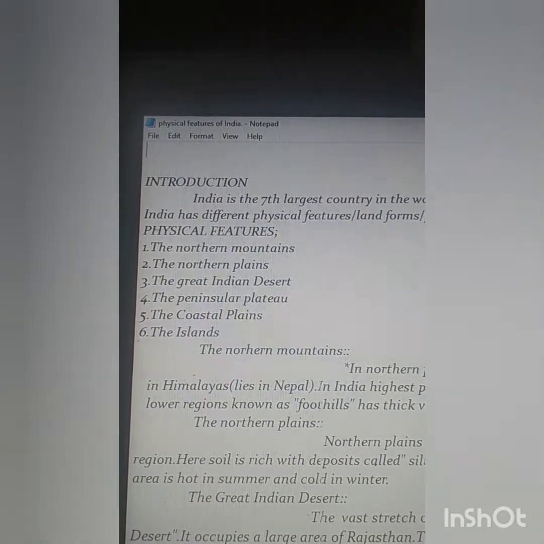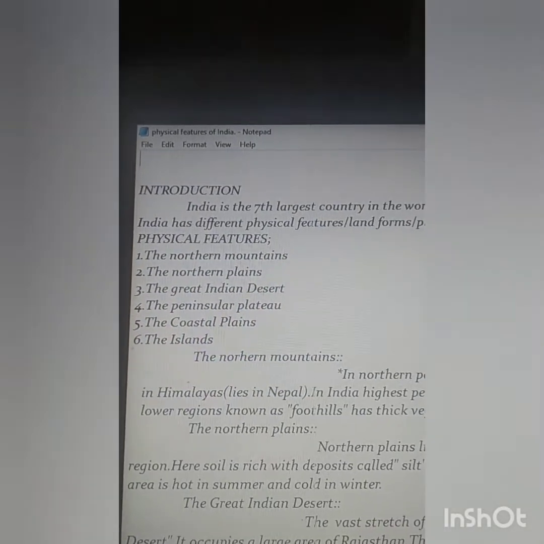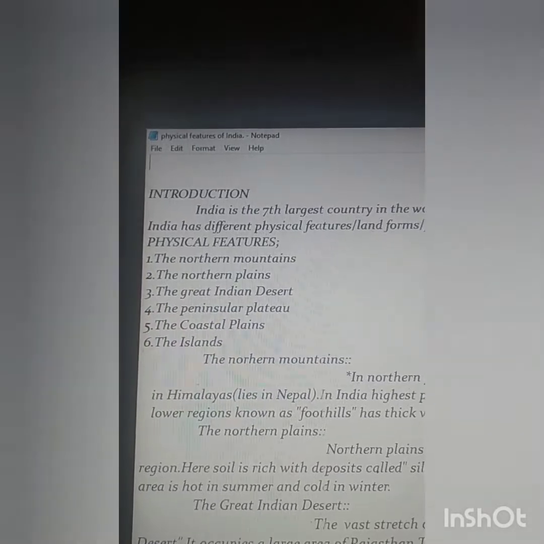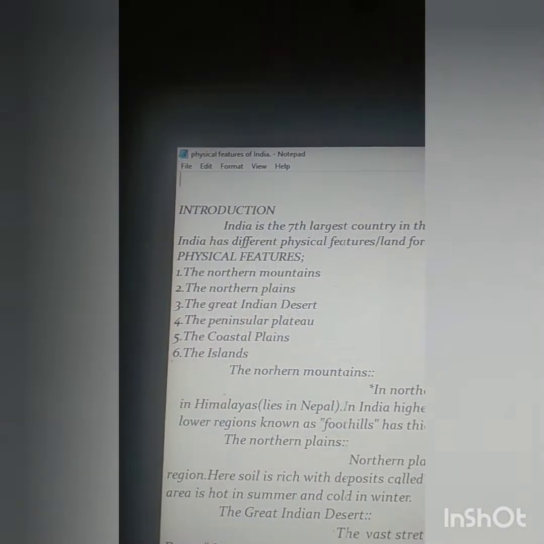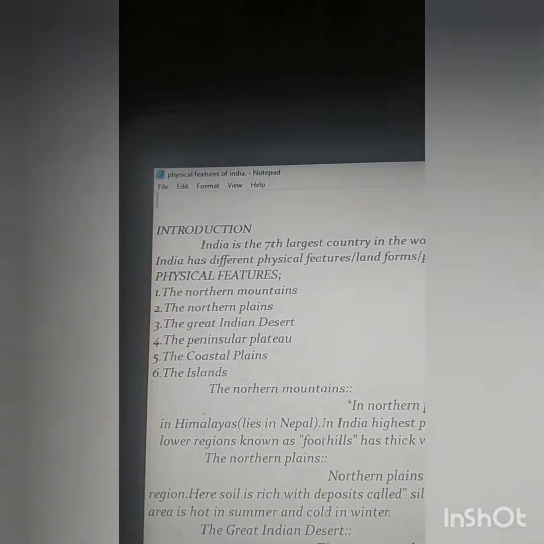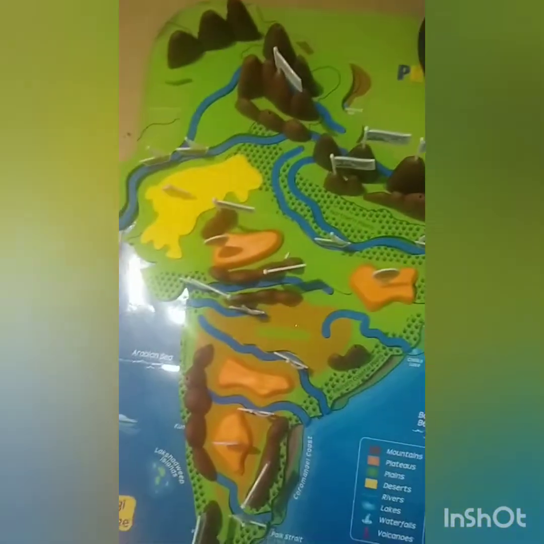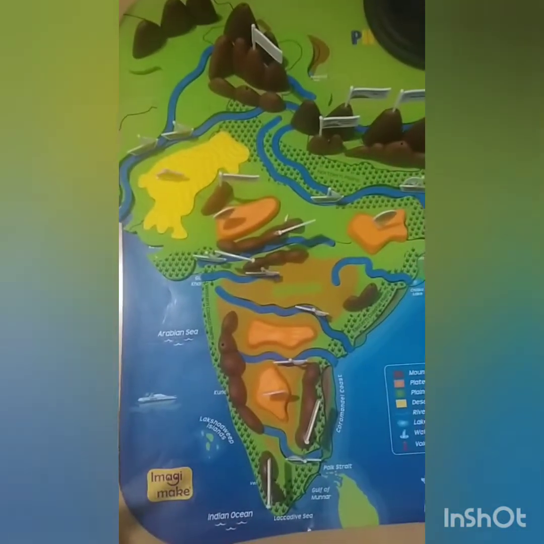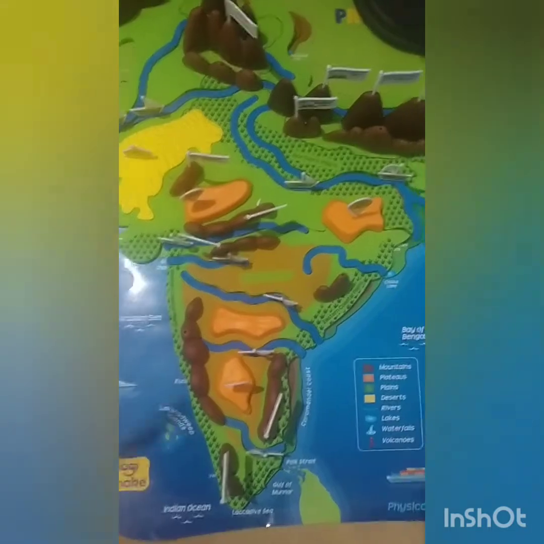So while we are hearing about physical features of India, how many physical divisions are there? 6 physical divisions are there. So let's see one by one. We can learn about the physical features with the help of a map, so then you can learn better. This is India's map which shows all India's physical divisions. The first physical feature is the northern mountains.